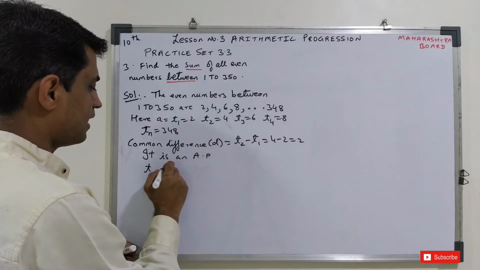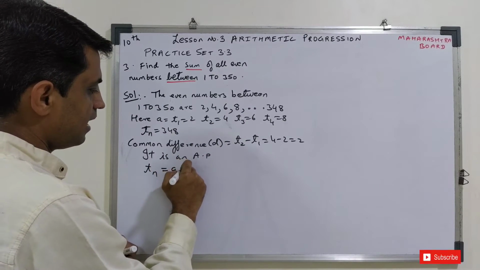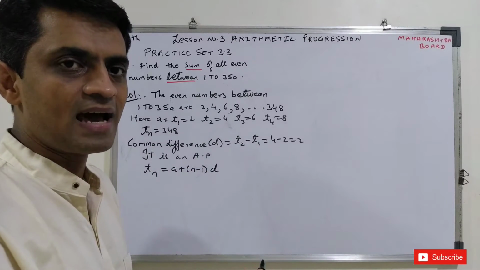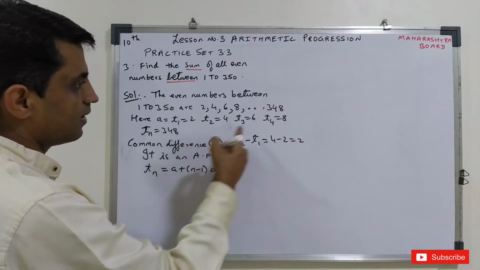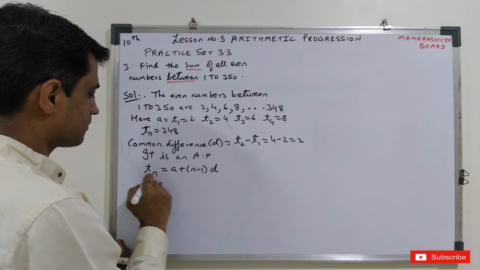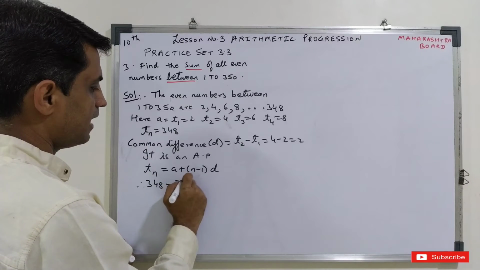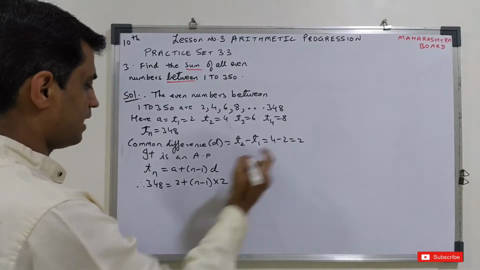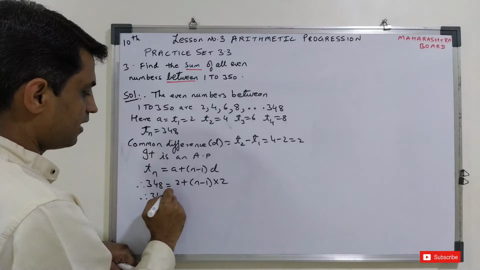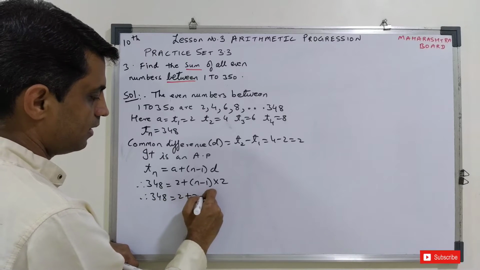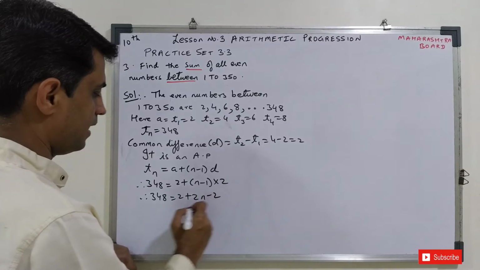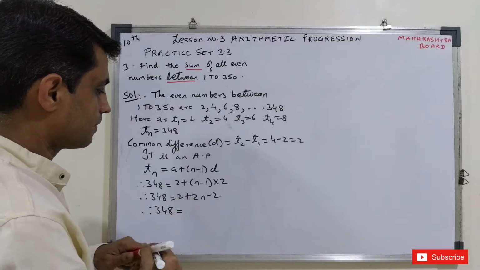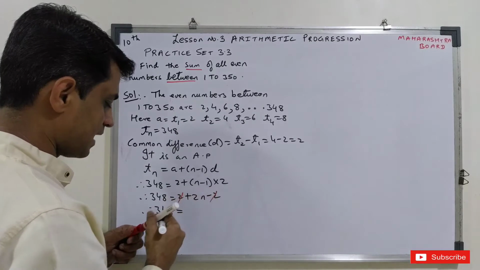Tn is the position we have to find, that is n. Tn is equal to A plus n minus 1 into D. I was thinking to use Sn directly, but you can't use it. Now what is our Tn? Tn is 348. What is our A? Our A is 2. What is our D? 2. So 348 is equal to 2 plus 2 into n, 2n, 2 into minus 1, minus 2. So 348 is equal to this 2 and minus 2 get cancelled.